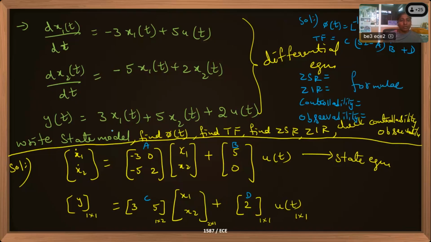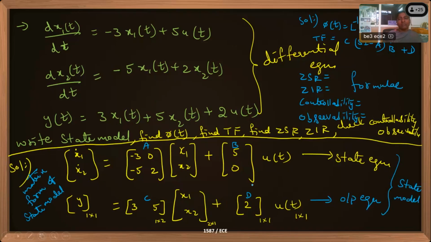The only thing is you should be able to write the matrix form from the given differential equations. The matrix form of the state model we have written here. State equation and output equation together are called the state model. So then we identify matrices A, B, C, D, and directly substitute and simplify in the formula. So this is about all the possible short answer questions for internal.